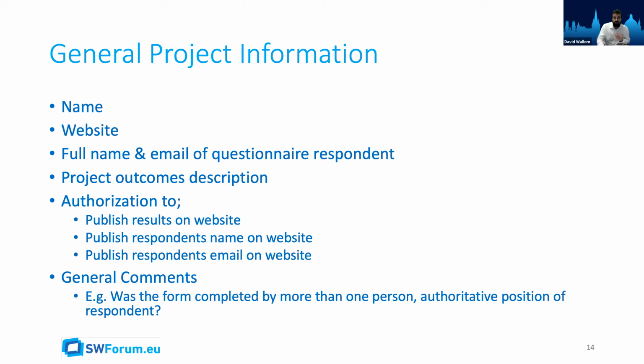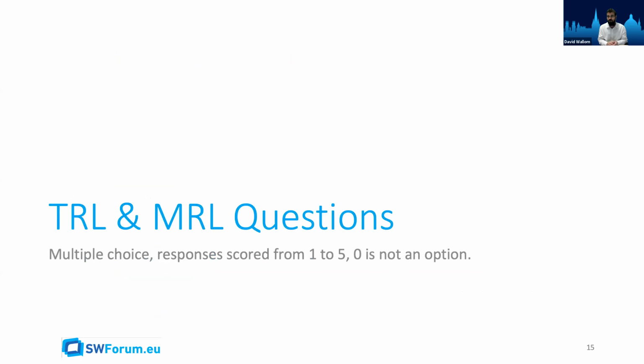Once we've got the general project information, we move on to the important questions within the questionnaire, those specific for assessing TRL and MRL. These are 9 multiple choice questions with the responses scored from 1 to 5, where 1 is, as it would suggest, the lowest level of preparedness for the answer to that question, and 5 is the most prepared. You can't leave any of the questions with 0.